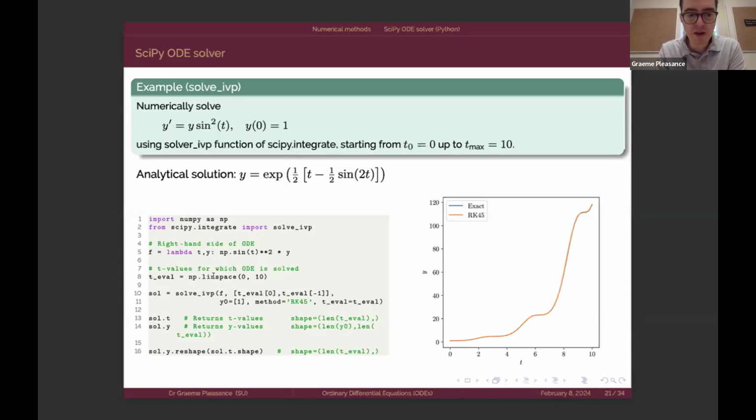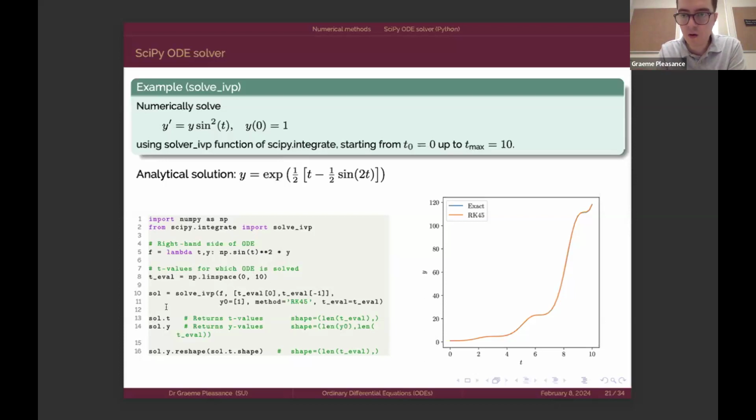By default, this linspace function has a third argument that tells you the number of points that you want between 0 and 10. If you just leave it out, by default it sets it to 50 points. So this t_out is essentially a NumPy array that contains t values from 0 to 10. It has a length of 50.